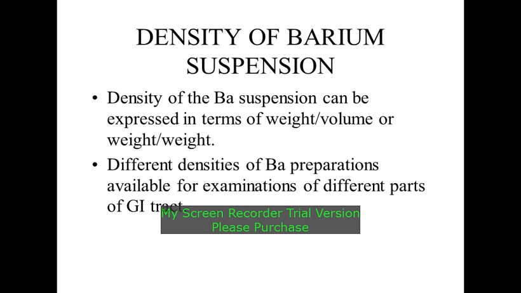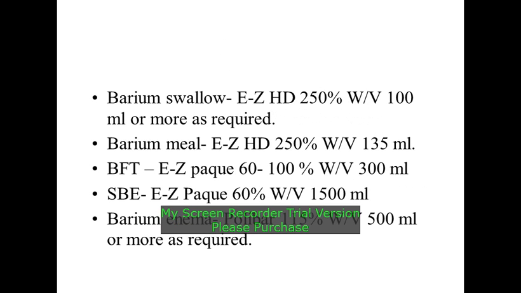Density of barium suspension. Density of barium suspension can be expressed in terms of weight per volume or weight per weight. Different densities of barium preparations are available for examinations of different parts of the GI tract. Barium swallow is at high density, 250% weight per volume, 100 ml or more as required. Barium meal is at 250% weight per volume, 135 ml. Barium follow through is at 60 to 100% weight per volume, 300 ml. Small bowel enema is at 60% weight per volume, 1500 ml.